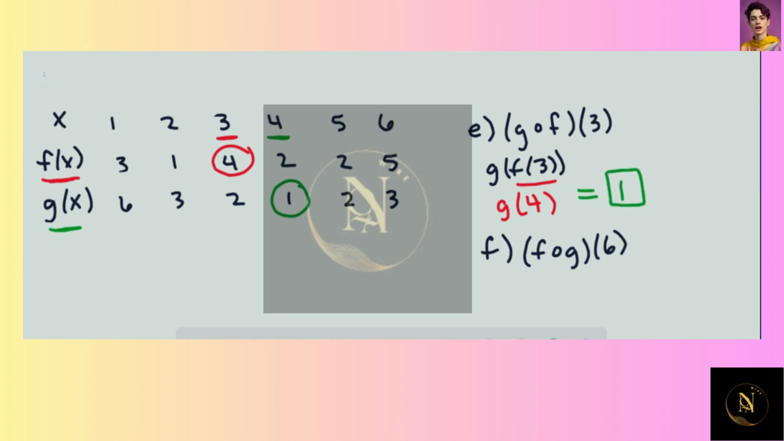Now let's do part F, and we could rewrite this as f of g of 6 with parentheses like so. So we'll start on the inside and find g of 6. So we use the 6 column and the g row, g of 6 is 3. So we'll substitute that in, and we have f of 3. So now we're going to use the 3 column and the f row, f of 3 is 4. So our answer is 4.